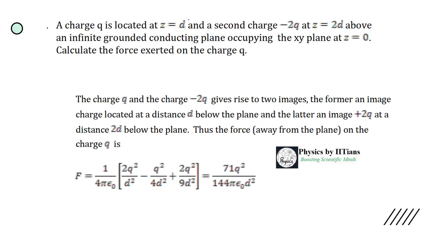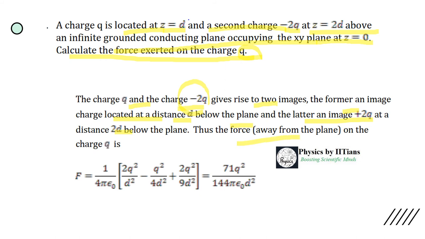The next question: a charge Q is located at z equals d, and a second charge minus 2Q is located at z equals 2d above an infinite grounded conducting plane occupying the xy plane at z equals 0. Now calculate the force exerted on the charge plus Q. The charge Q and the charge minus 2Q will give rise to two images. The plus Q charge will give an image charge minus Q at a distance d below the plane, and the minus 2Q charge will give an image plus 2Q at a distance 2d below the plane.